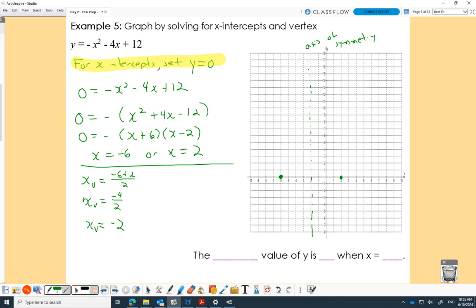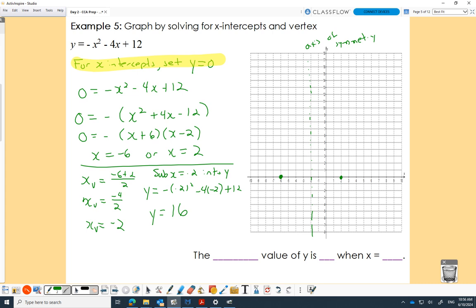How do I get the y value then, now that I have that x value? Yeah, sub it back into the original. So sub x equals negative 2 into the y equation. So I get y equals negative 2 squared minus 4 times negative 2 plus 12. And let's just check if the answer surprises you at all. It shouldn't, but maybe you have to look to see why it happens like this. Negative 4 plus 8 is 4 plus 12 is 16.